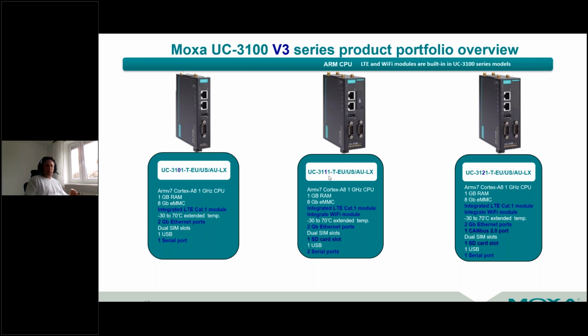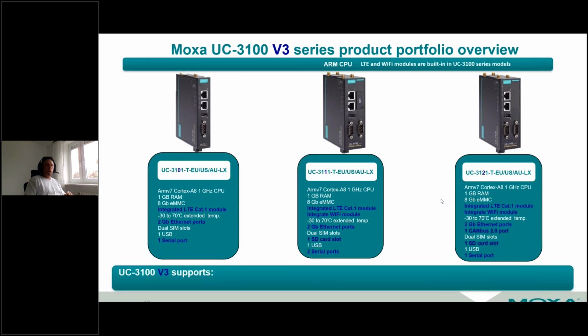And the strongest representative of this is the UC-3121-T-EU-US, AU or LX. It is presented also with an integrated LTE and Wi-Fi module, but the curiosity is that it also has 2 CAN bus ports, which makes it ideal to be used in the automotive industry.